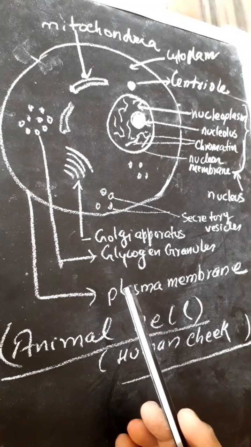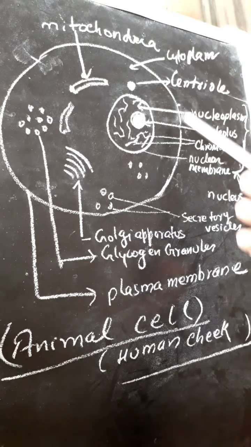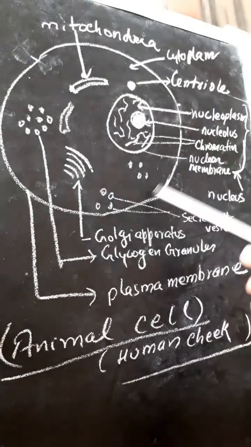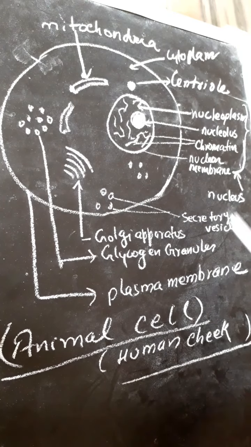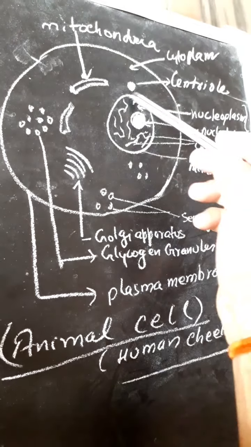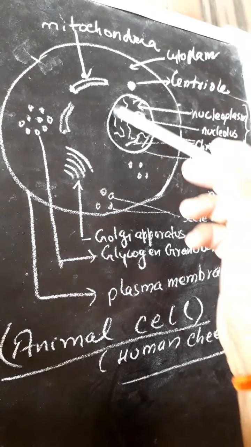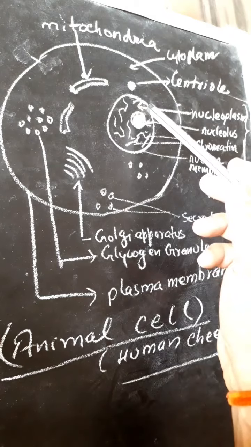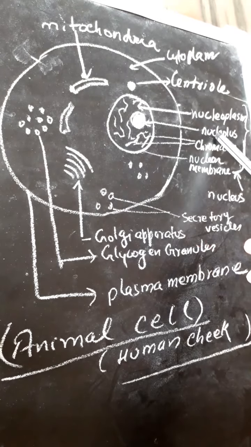The diagram we see here is of a human cheek cell observed under a light microscope. This is the cell bounded by a membrane called the plasma membrane. This is the nucleus. It comprises a boundary called the nuclear membrane. This dark round structure is called the nucleolus.